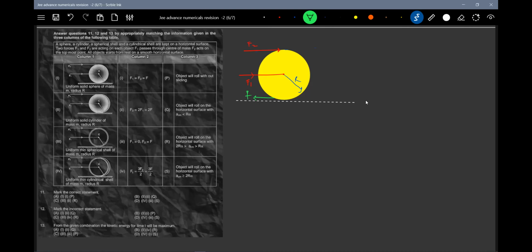It is a smooth surface. Kept on a horizontal surface, two forces pass through center of mass, acting on a smooth horizontal surface. So there no friction is needed. The problem has become a little bit very simple. Okay, let it have acceleration. See, the reading of the question is very important.